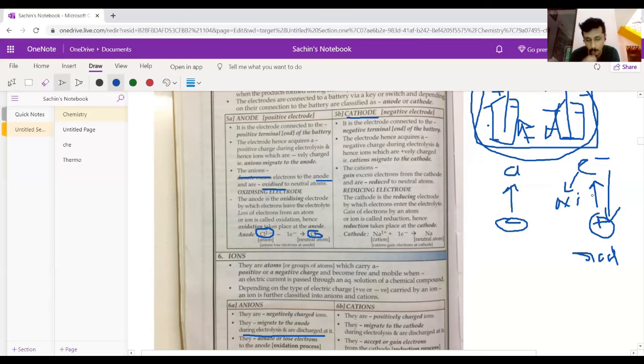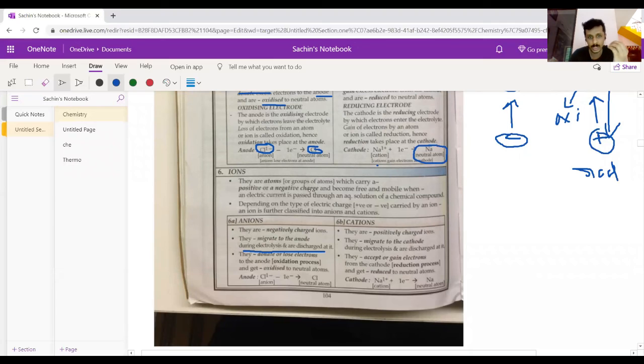Anything which is taking electrons will undergo reduction. Anything which is giving electrons undergoes oxidation. Here the cathode is giving electrons to the cations, hence cations undergo reduction. Na plus is a cation, takes an electron, undergoes reduction and becomes neutral. In a similar way, the anion is giving electrons to the anode, and giving electrons is oxidation. So we call the anode an oxidizing electrode, and the cathode a reducing electrode. I hope the difference between anode and cathode is clear.